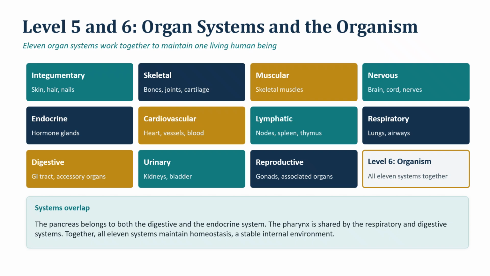Finally, level 6 is the organism, the complete living human being, which is all 11 systems functioning together to maintain homeostasis, which means a stable internal environment. When one system fails, others compensate, which is why a patient with kidney disease often develops cardiovascular symptoms as well.